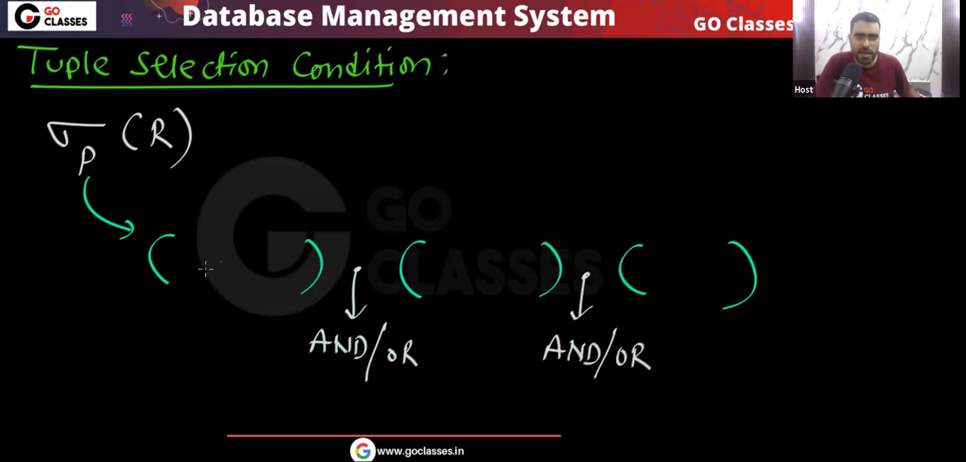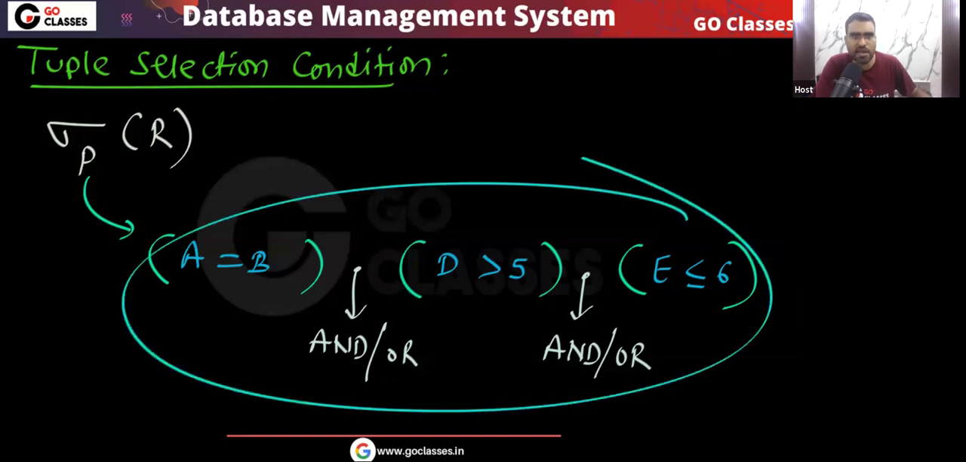Okay. Very simple. And you can see here what we can write. For example, attribute is equal to attribute, or attribute is greater than some constant, or attribute is less than or equal to some constant. Like this, I hope you understood. So remember, in the tuple selection condition, these types of things are allowed.